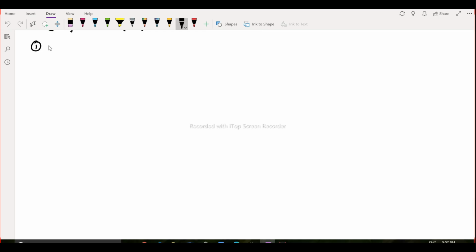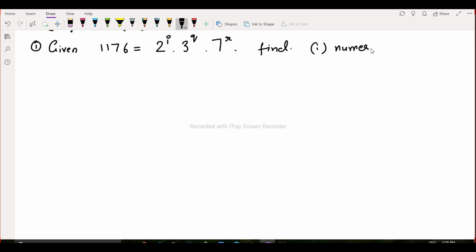So let's say it's given 1176 is equal to 2 raised to p, 3 raised to q, 7 raised to r. And we need to find the numerical values of p, q, r.